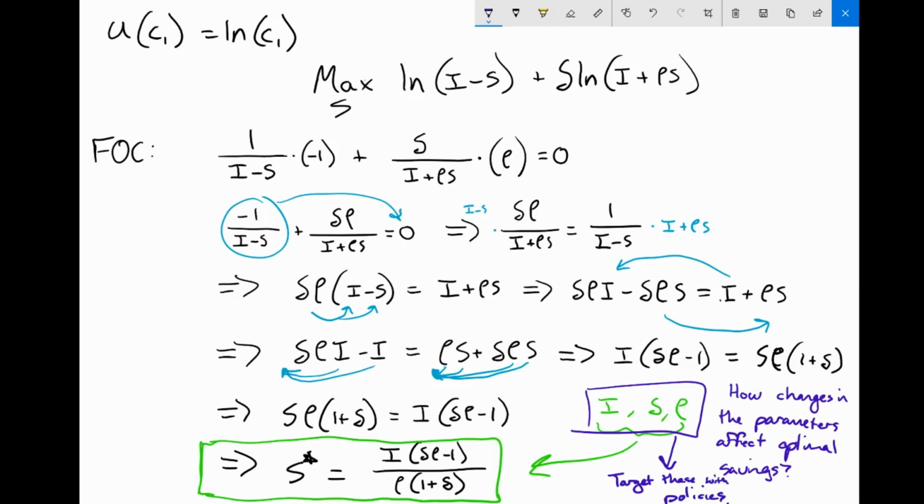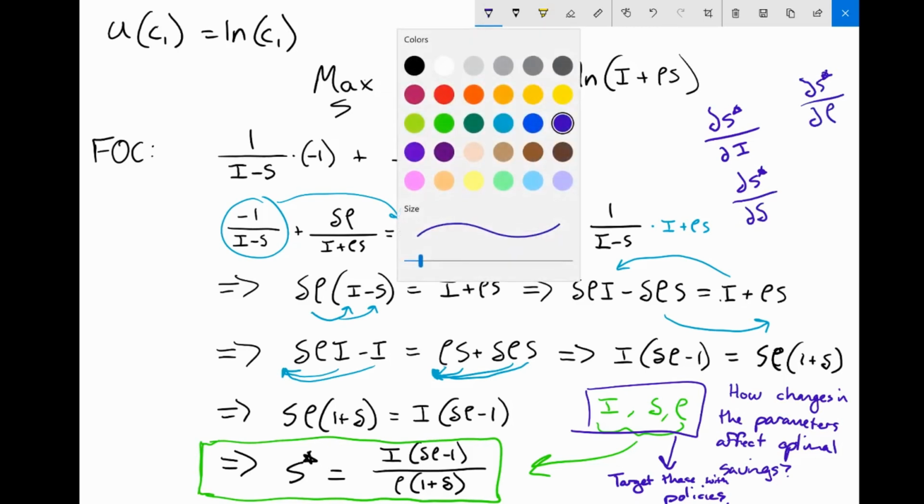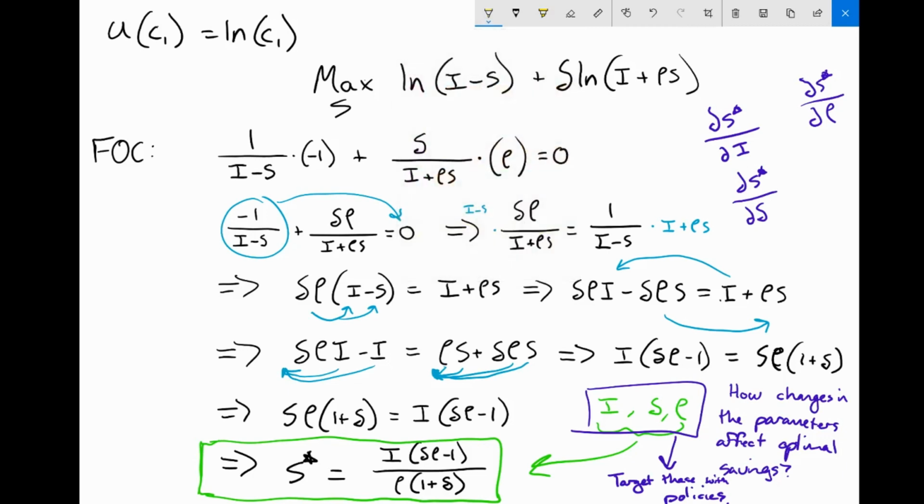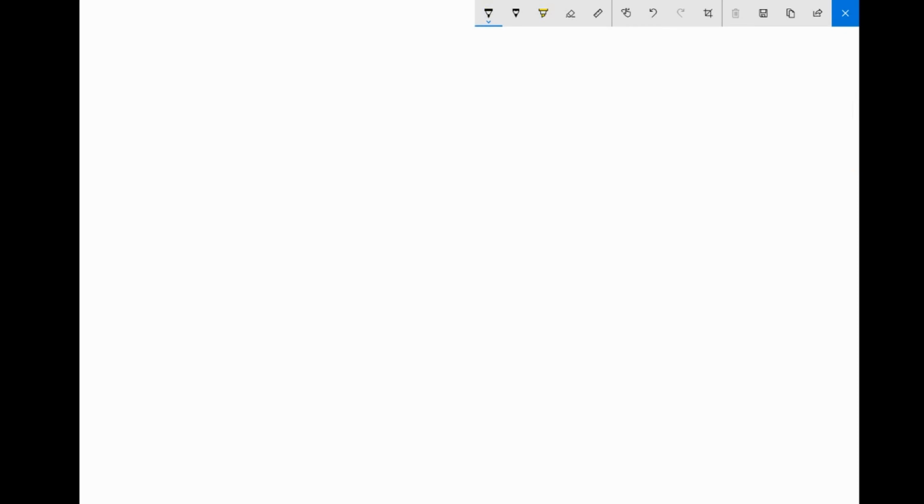So this is what I want to know. How does a change in income affect savings? How does a change in the discount factor affect savings? And how does a change in the return on savings affect savings? I want to know these three things. All right, so let's do that next. Erase everything. Now we're going to do our policy analysis here.